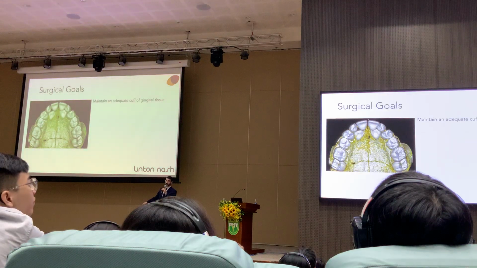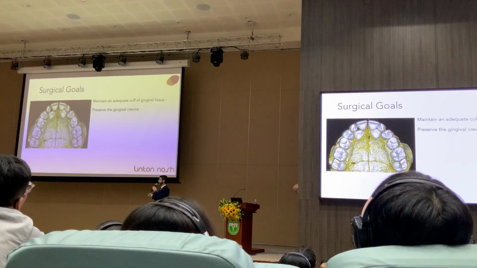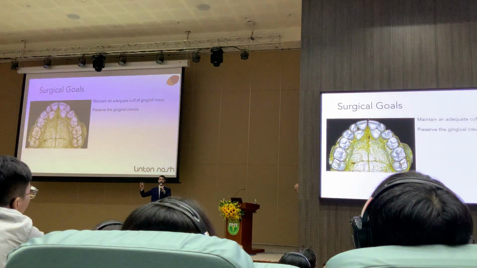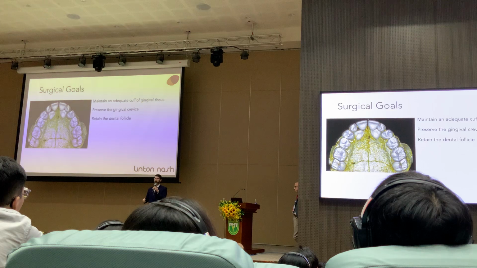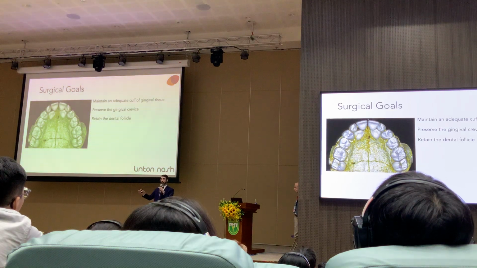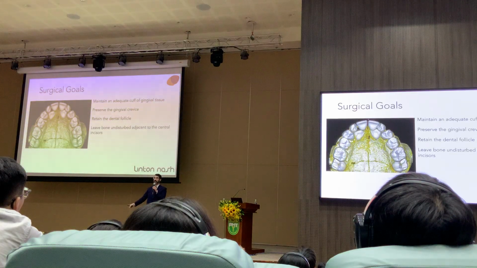So, the surgical goals were maintain an adequate cuff of gingival tissue. We wanted to preserve the gingival crevice such that the central incisors were preserved. We wanted to retain the dental follicle so that the pulp chamber of those central incisors did not get exposed. And these are things you can take back. We are trying to preserve in a hopeless situation. For your patients, sometimes that is the best option. You need to go, we're not just going to take them out because of this.